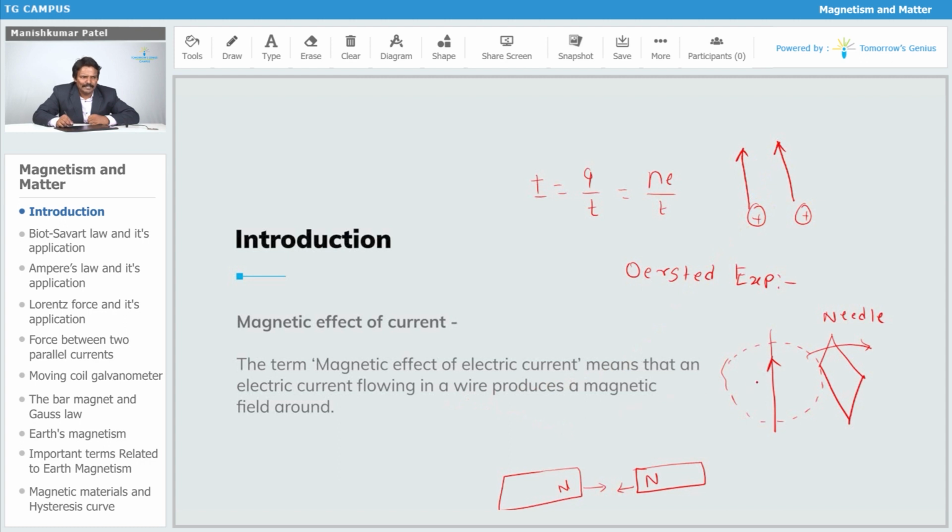The basic thing is that Oersted proved that this current carrying conductor acts as a source of magnetic field. So now I can say that I have two sources of magnetic field. One is the simple bar magnet, and the other is the magnetic field produced by a current carrying conductor.